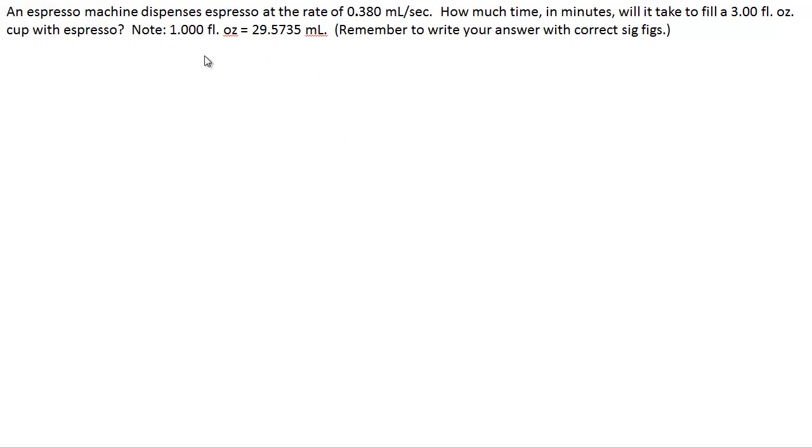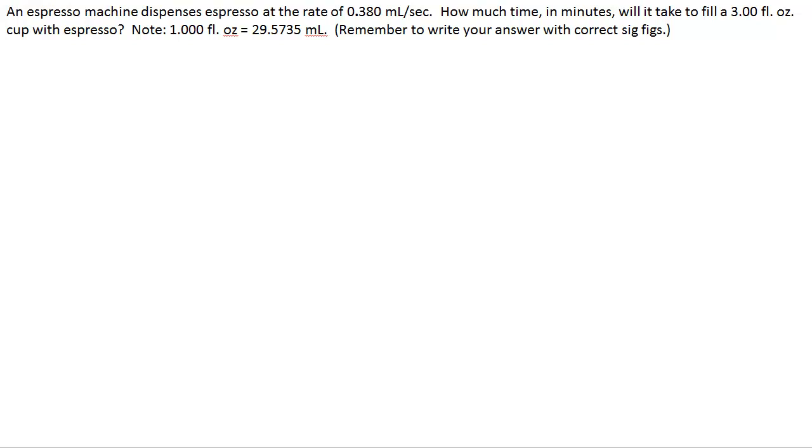Okay, here's a second example. We've got an espresso machine that dispenses espresso at a rate of 0.38 milliliters per second. They want to know how much time, in minutes, it will take to fill a 3 fluid ounce cup with espresso. And they give us some information, knowing that 1 fluid ounce is equal to 29.5735 milliliters. So we have all the information we need, and now we need to figure out where we go with all this? Well, you need to identify the question.